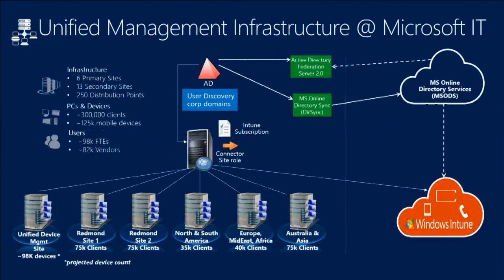So before we dive into that, I would like to explain our hierarchy model here. In Microsoft IT, we have around 6 primary sites and 13 secondary sites and around 250 distribution points. And we manage around 300,000 desktops and laptops and around 125,000 mobile devices. All these 6 sites are spanned across geographical locations all around the world.